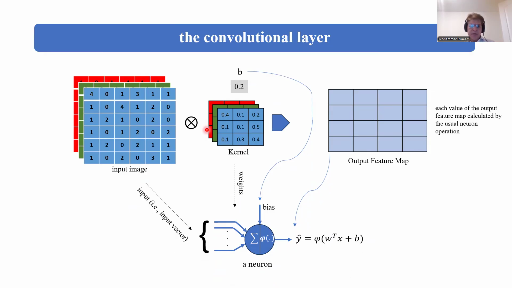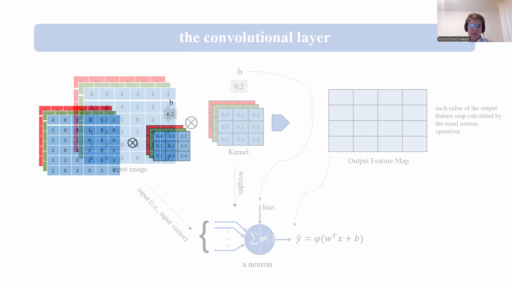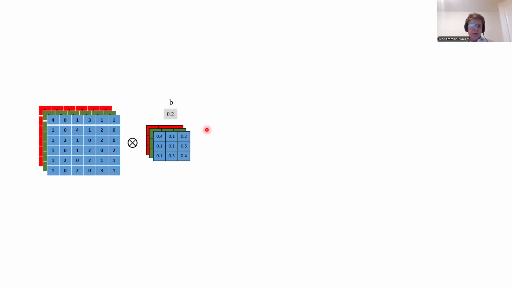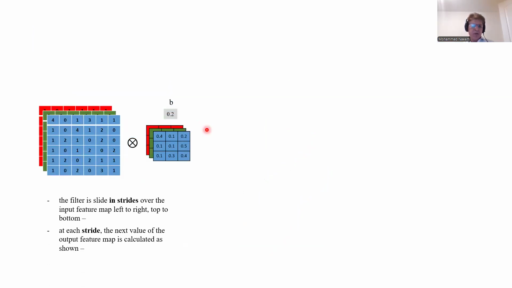So the kernel starts at the top left corner of the input feature map. The kernel is moved across the input feature map in strides or steps, left to right and top to bottom, performing calculation at each step, at each stride. The stride is usually a user selected choice. It is a hyperparameter, right? So let us assume that this is the first stride.